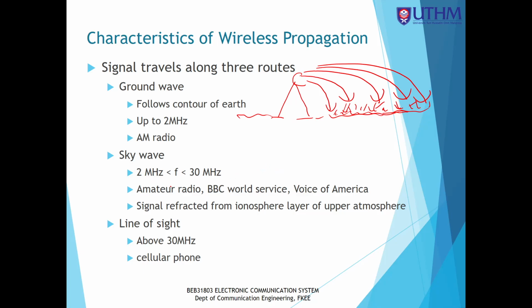And the sky wave is normally for long distance transmissions. For example here, we have a transmitter and receiver. And then this is the atmosphere. So the transmitter will send the signal to the atmosphere and it will be reflected back to the earth and received at the receiver side.